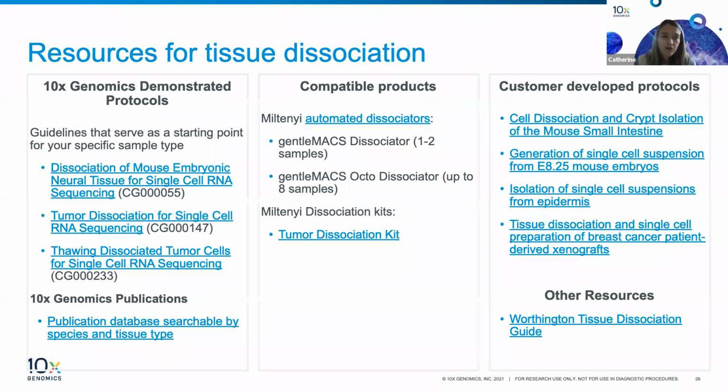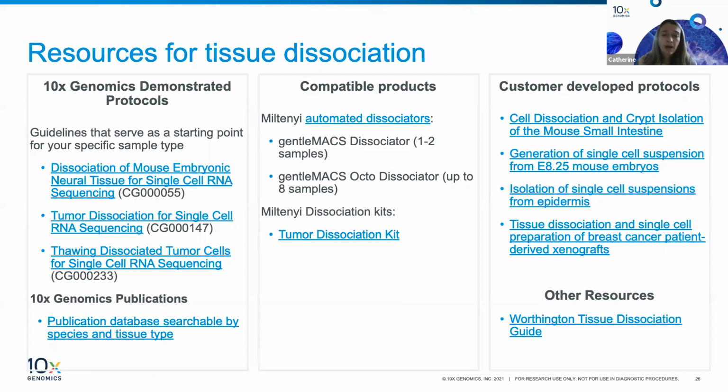So where can you go for resources? If you want to start working with tissues, where can you look for resources around tissue dissociation for your particular tissue type? We have multiple places we would recommend. We have our demonstrated protocols on the Genomics Support site that I've already mentioned. We have various dissociation protocols for neural tissue and for tumors, demonstrated with various tumor types, and also details around freezing and thawing dissociated tumor cells on our website.